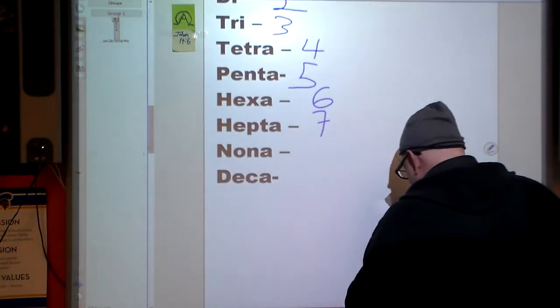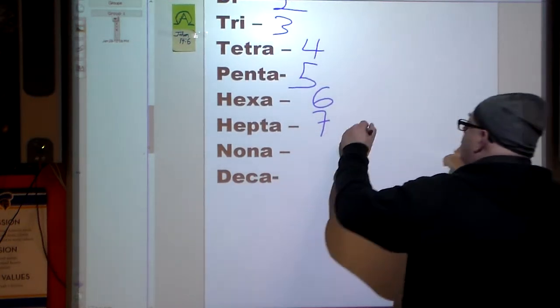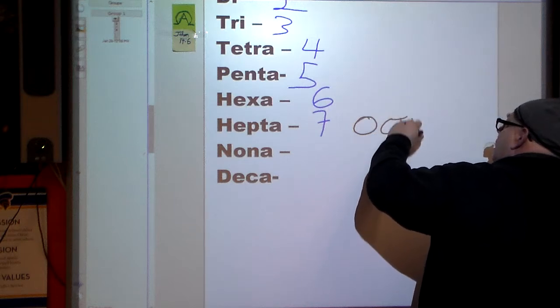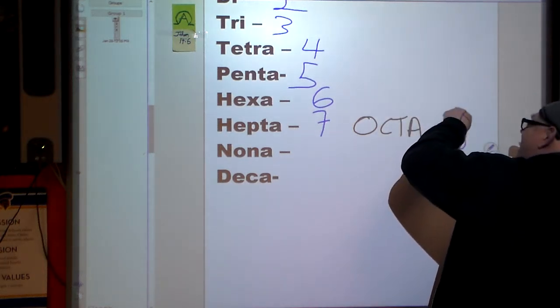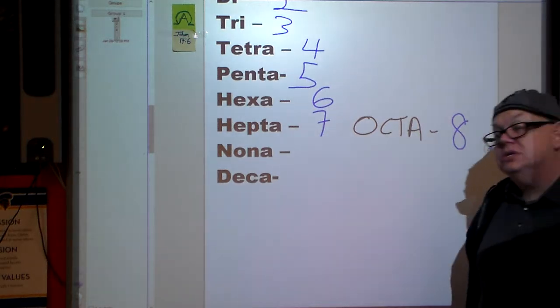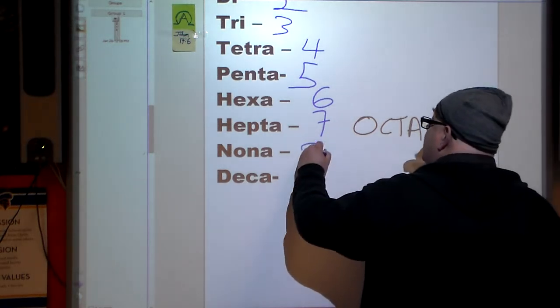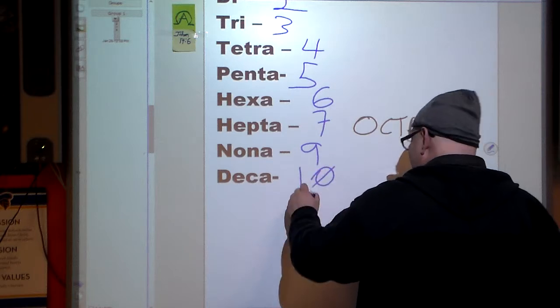Oh my Lady Gaga, I can't believe I missed one. Here we go, it's octa. Octa means 8, like octopus. Nona is 9, deca is 10.